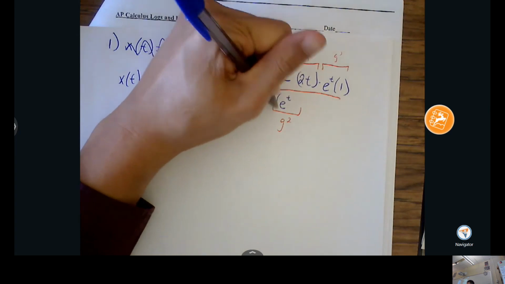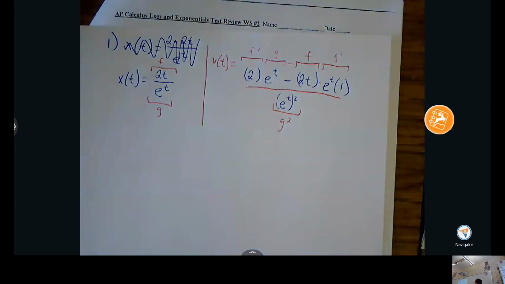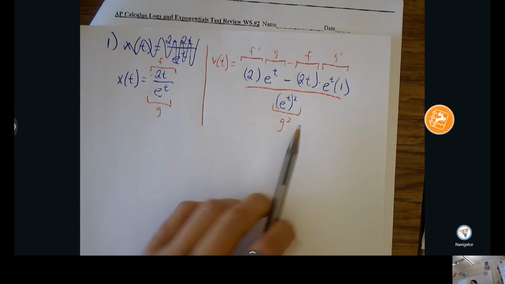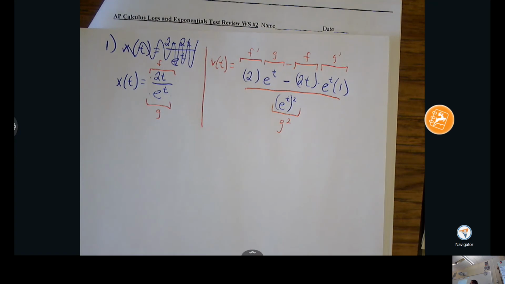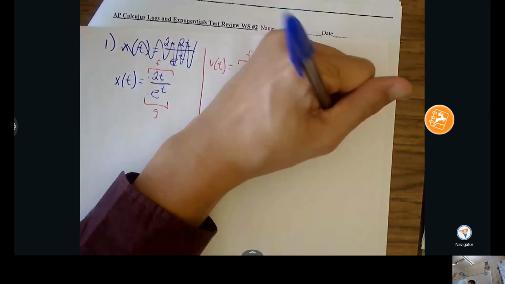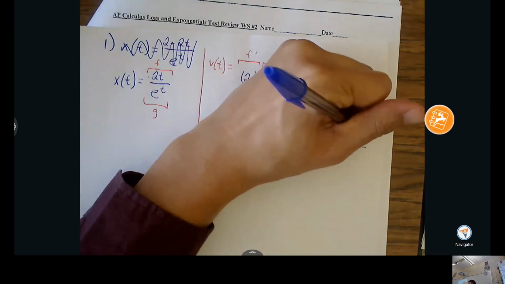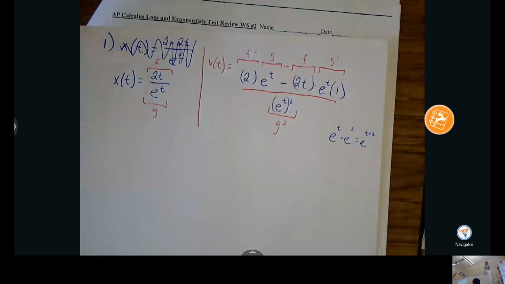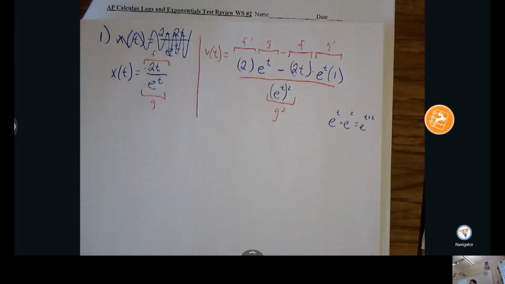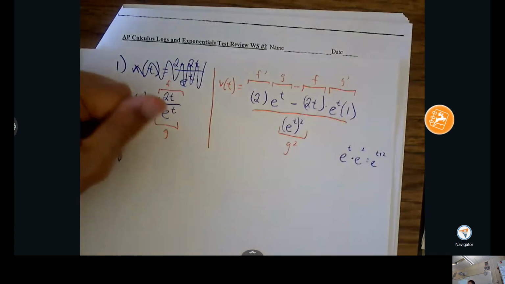E to the t squared. And what does that become? What do we do if we see two exponents next to each other? You're going to multiply them. Now, if it was e to the t times e to the 2, then you add them together. But if you see exponents directly next to each other, just multiply them.